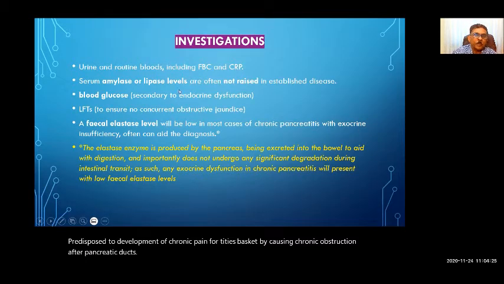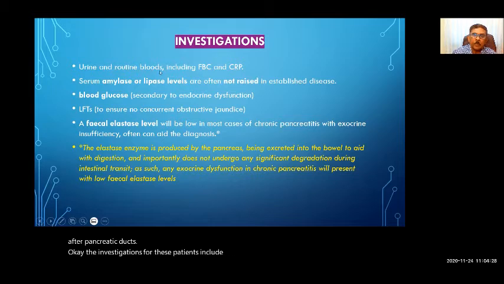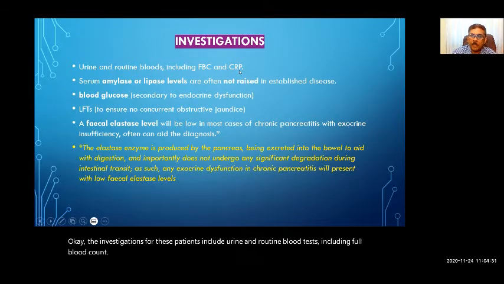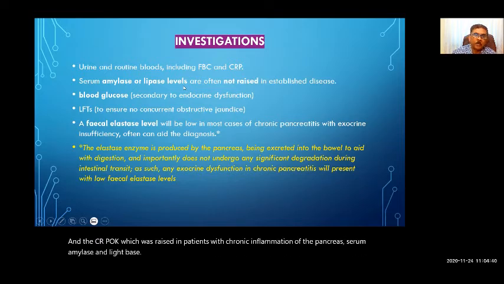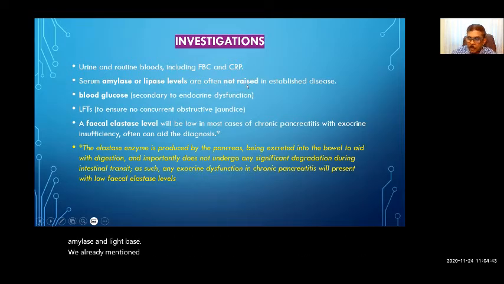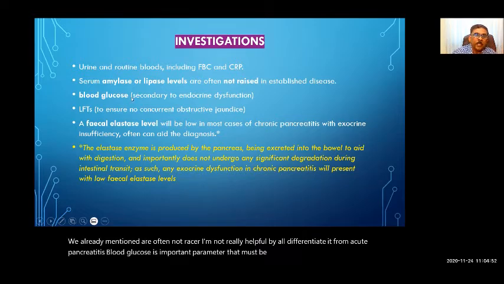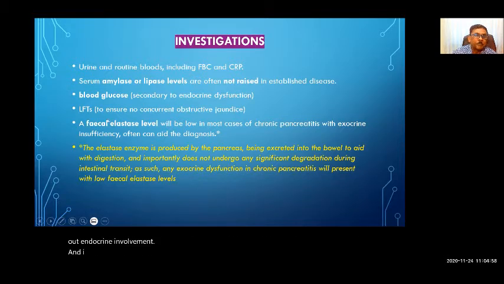Okay, the investigations for these patients include urine and routine blood tests, including full blood count and the CRP, which will be raised in patients with chronic inflammation of the pancreas. Serum amylase and lipase, which I already mentioned, are often not raised and are not really helpful, but will differentiate it from acute pancreatitis. Blood glucose is an important parameter that must be measured, with HbA1c to rule out endocrine involvement and diabetes mellitus. Liver function tests may have to be done, especially to rule out concurrent obstructive jaundice in these patients.